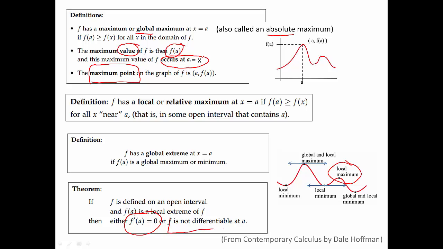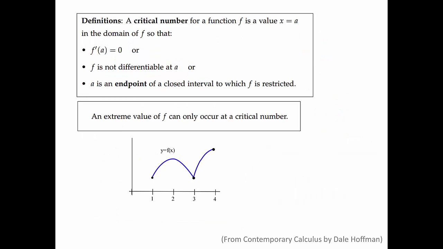Or the other thing that can happen is f is not differentiable. There you're talking about something like an absolute value graph where you've got a corner. It's not differentiable there, but it's clearly a local minimum and an absolute or global minimum. So we care about points where the derivative is 0 or it's not differentiable, and we're going to call them critical numbers.